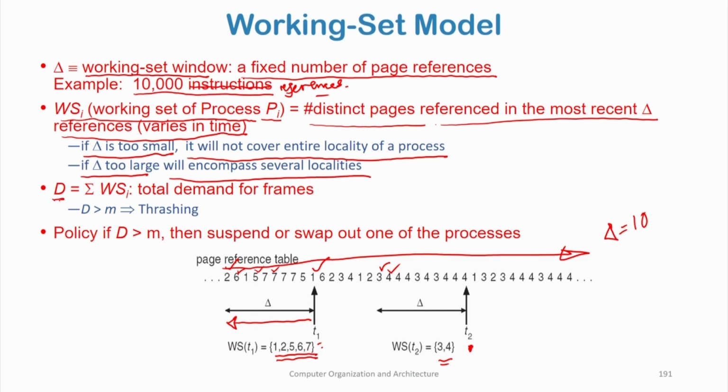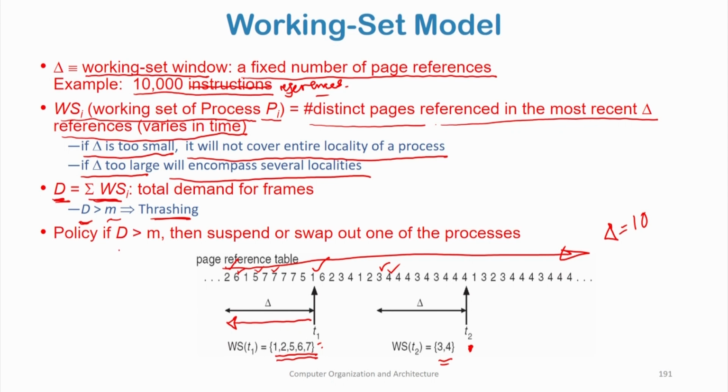So, the total demand for frames, D, will be given by the summation of the working sets of all processes, and we can say that the system will be thrashing if the total demand is greater than m, which is the total number of frames available in main memory. If the total demand for frames, which is roughly defined by the working sets of the processes, is more than the total number of frames available in main memory, the system is going to experience thrashing.